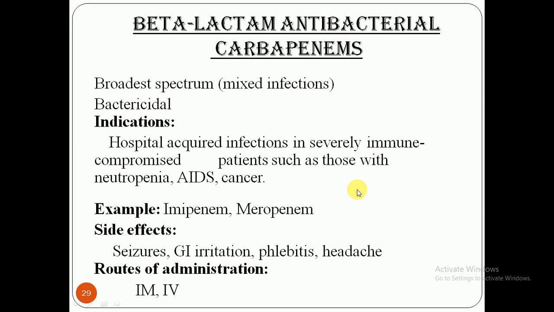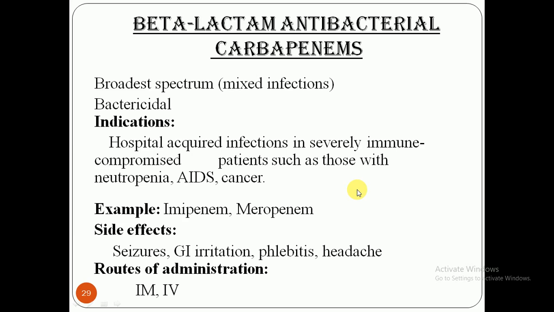Today I will teach you about the beta-lactam antibacterial carbapenems. This is another group of antibiotics belonging to the beta-lactam antibacterial agents that is called carbapenems. Carbapenems are broad-spectrum antibiotics which are bactericidal in nature, and they have the capability to kill the growth of microorganisms along with their spores.